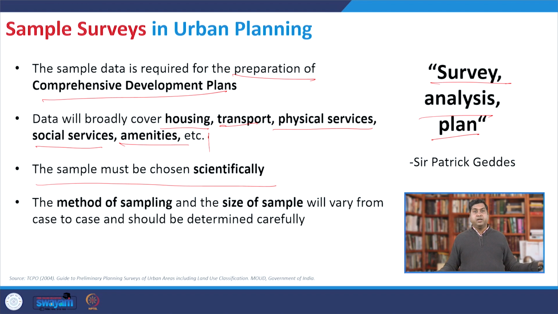It may be that we go for some kind of random sampling, or we may go for some kind of purposive sampling. All such kinds of random sampling, purposive sampling and other types of sampling we will discuss in the follow up lecture. The method of sampling and size of sample will vary case to case and should be determined carefully.